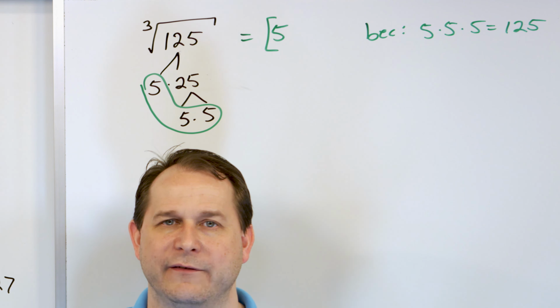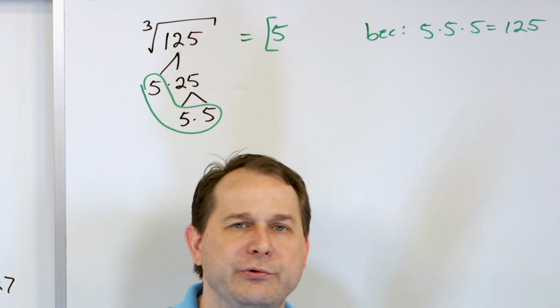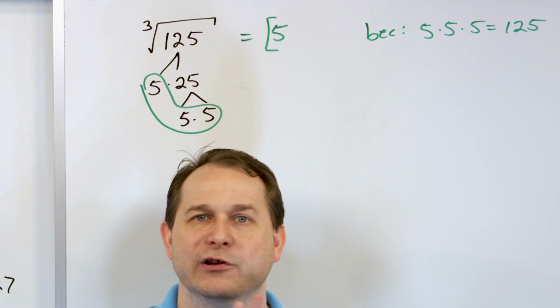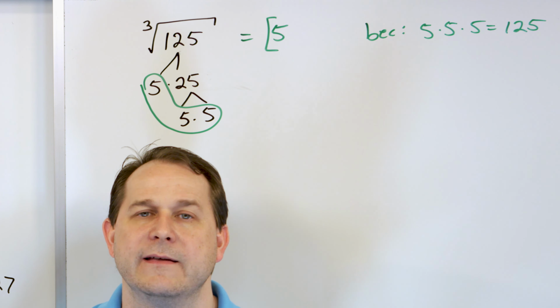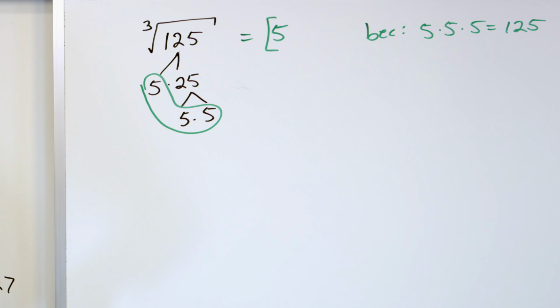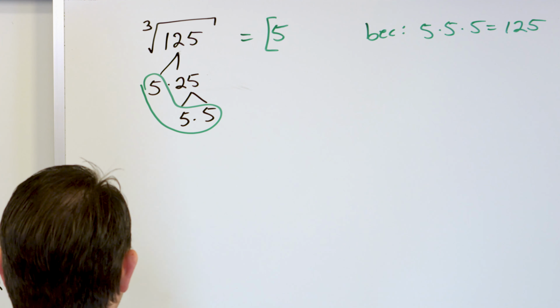Square roots, you look for pairs of 2 in the factor tree. Cube roots, you look for triplets. 4th roots, you look for sets of 4. 5th roots, you look for sets of 5, and so on and so on. That's all there is to it. So here we're dealing with cube roots, so we look for that. And now that we have that understood, we can crank through some problems.